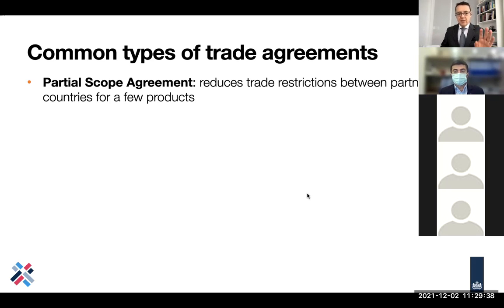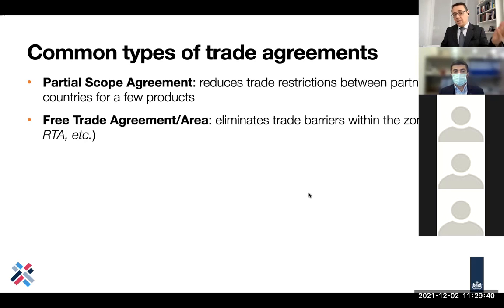There's another, this is the commonplace thing, the free trade agreements, the free trade areas, free trade. They have a number of names, FTAs, etc. What they do is they eliminate all tariffs between participating countries. So between 2, 3, 4, 5, however many. This is the most commonplace type of agreement nowadays.